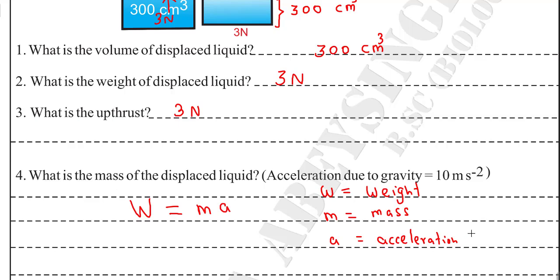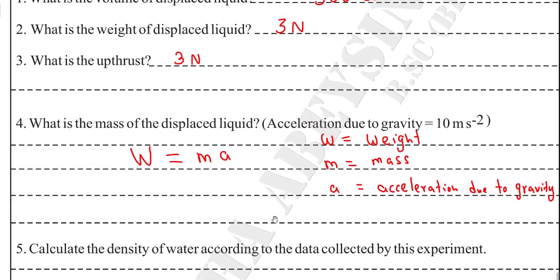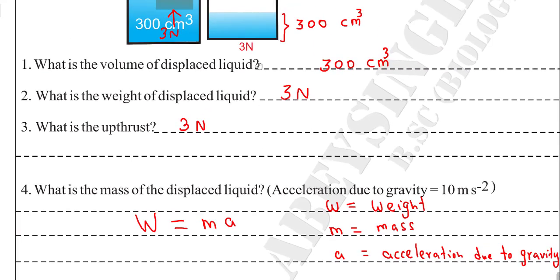Please write with me, okay? A, acceleration due to gravity. When we get the W equals MA, the weight equals the upthrust. Right? What's the weight here? Weight of the displaced liquid, 3 Newton.